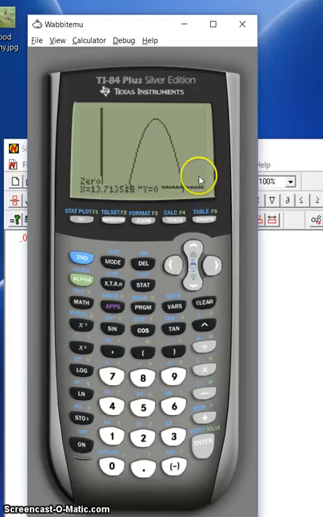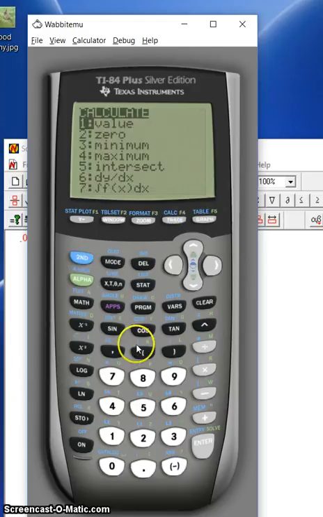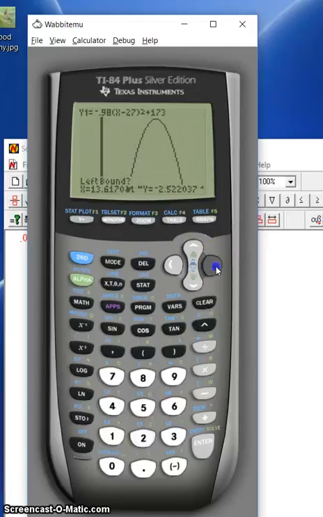And then I'm going to go through the same process and find it over here. Calculate the 0 again. And again, it wants a left bound. So I want to be somewhere to the left of this spot that's down here. And then a right bound. And then a guess. And about 40 would be my other answer.